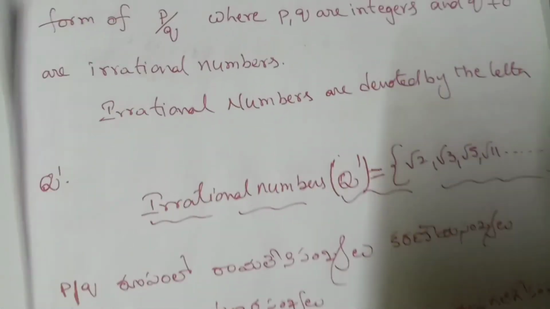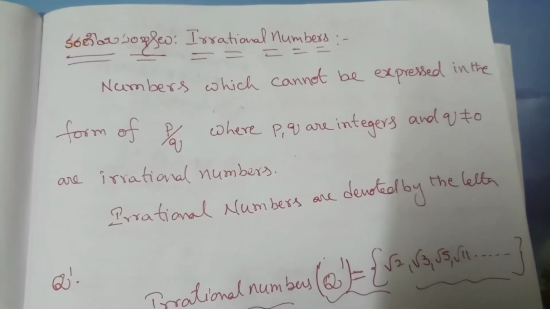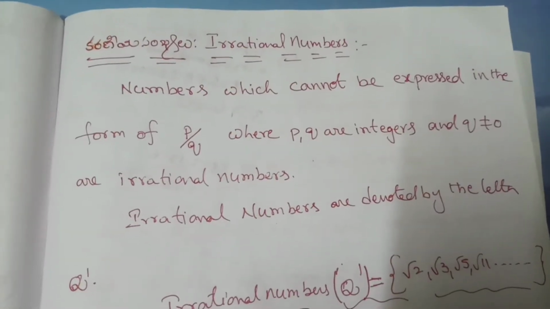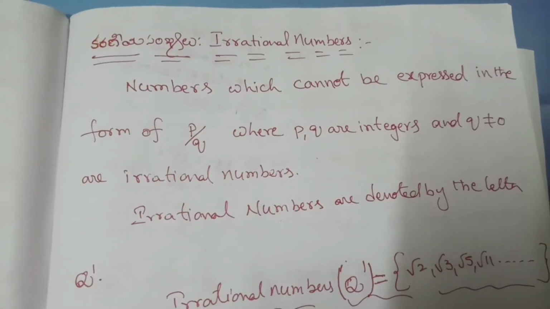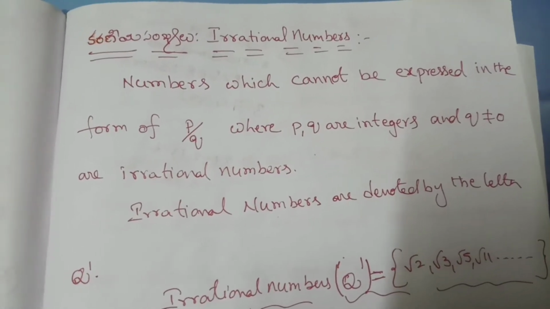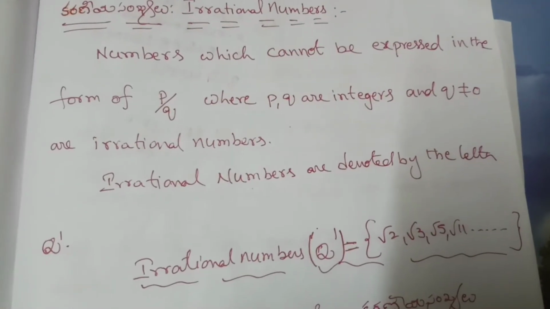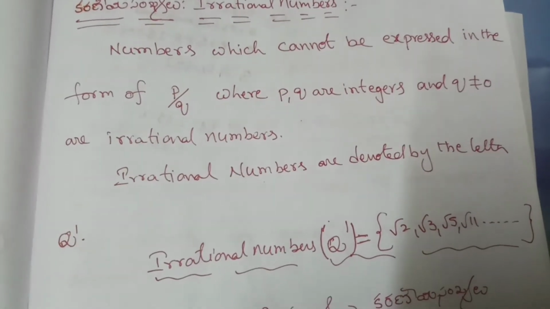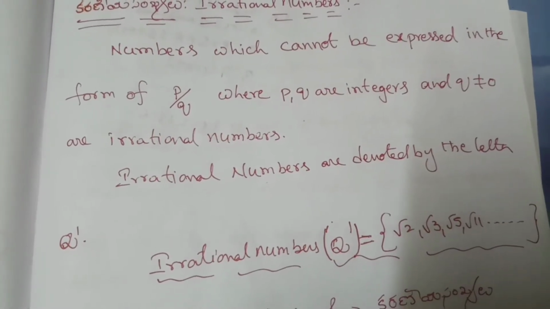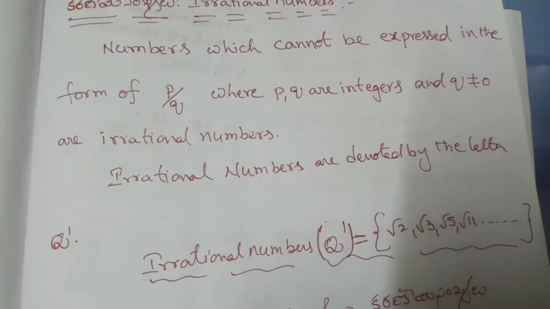After that, today we are discussing irrational numbers. Numbers which cannot be expressed in the form of p by q, where p, q are integers and q is not equal to 0, are irrational numbers. Irrational numbers are denoted by the letter Q dash. Here I am writing some examples. Q dash is equal to the set of root 2, root 3, root 5 and so on.